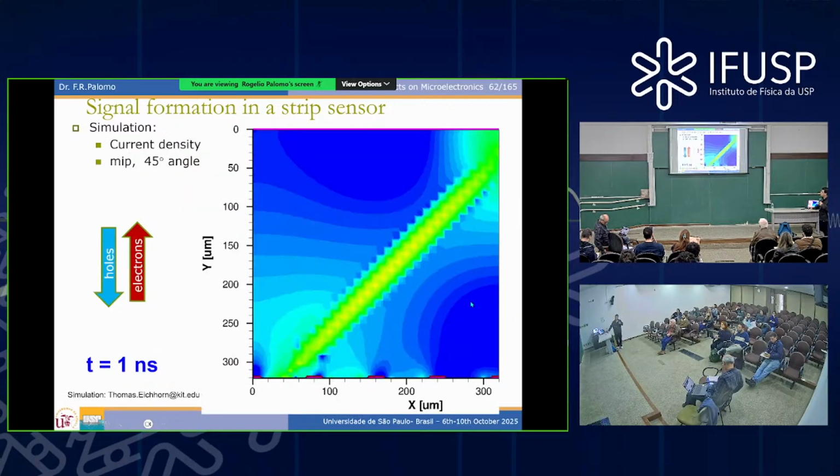This is a cartoon just for you to get an idea of the process at the solid state level. Basically we are simulating the current density. Those are the electrodes, the readout electrodes in that strip. This is the distribution of charge along the track. Holes will go down, electrons will go up, and it's a MIP impacting at a 45 degree angle. Why this angle? Because that's the angle considering the magnetic field in the CMS. That's the Lorentz angle.